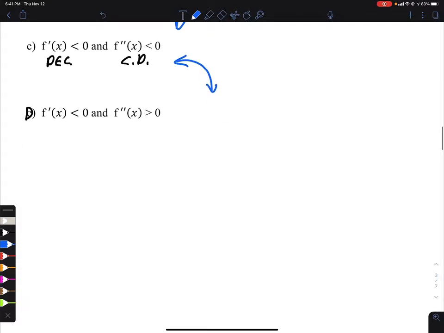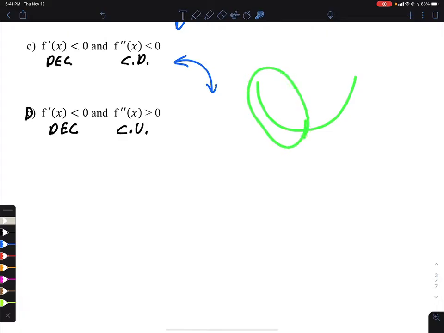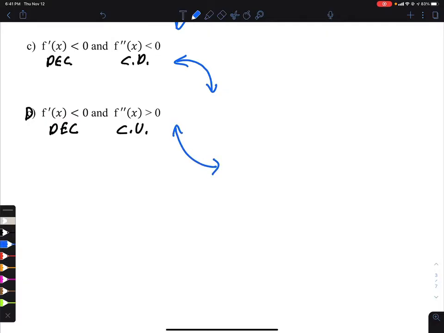And one more. This tells us f is decreasing because the derivative is negative. And this tells us f is concave up because the second derivative is positive. Well, what does concave up look like? That. Which part's decreasing? This part. So it should look like that, and that will be my last graph. So you should know what the first derivative and second derivative tell you about the look of the graph.